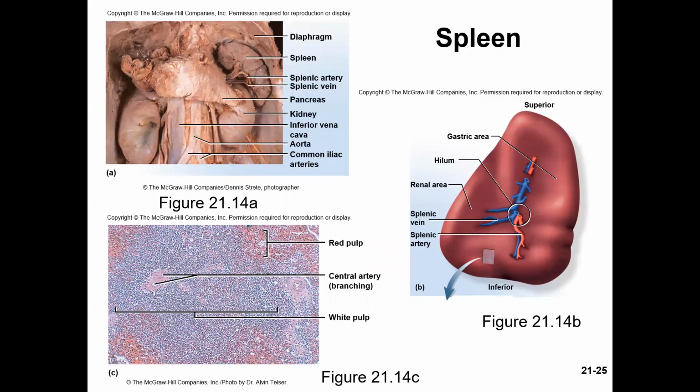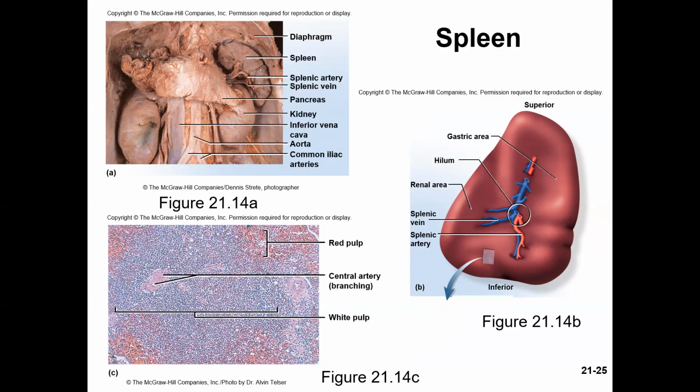So here's an example of where the spleen is located. It's right under the diaphragm on the left-hand side of the human body. It will have a splenic artery and a splenic vein. You can see where it lies in relation to the pancreas and the kidneys. This picture has a really nice inferior vena cava and a representation of the aorta and the common iliac arteries. On the bottom microscopic picture, we can see the red pulp, we can see a central artery, and we can see white pulp.